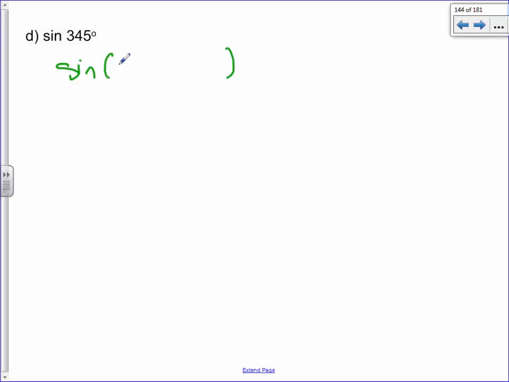What did you say? 165 and 120. 120 is not bad. 120 is something I can work with. Not convinced 165 is useful, though, because 165 would be an angle sitting over in this quadrant right here with 15 degrees remaining. And that's not something we have an exact value for.